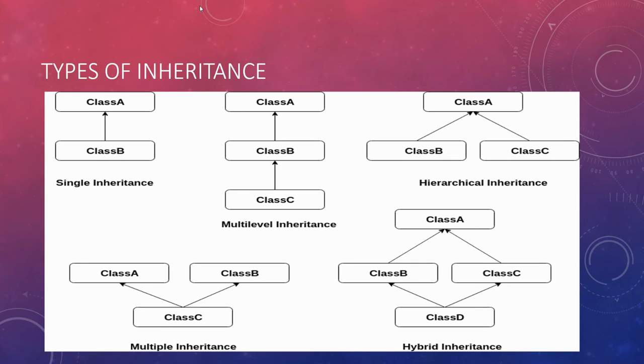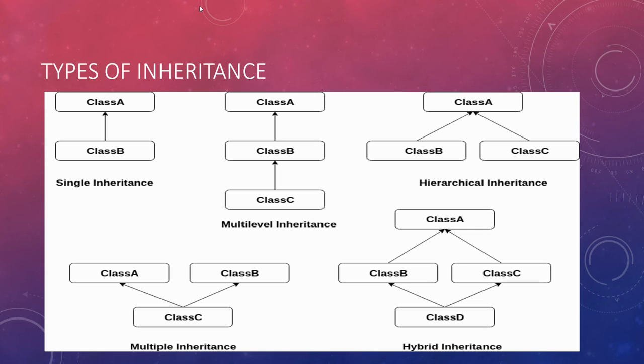As I mentioned, there can be n number of derived classes from a single base class. Here we look at the different types of inheritance. There are five types of inheritance, starting from single, which we saw in the earlier slide. Then we have multi-level, hierarchical, multiple, and hybrid inheritance. In single inheritance, class B is the child class and class A is the parent class. In multi-level, class A is the parent class, class B is the child class, and class C is the child class for class B.